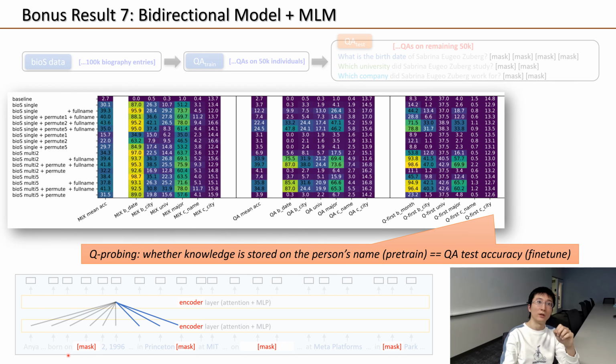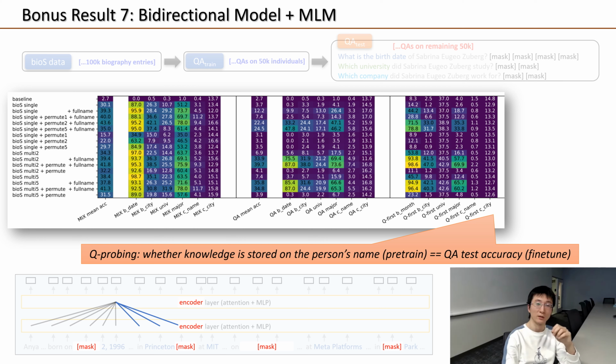We also did QA probing on the bidirectional model to further testify this. We noticed that whether or not the knowledge is stored on the person's name will be proportional to the QA test accuracy of knowledge extraction. So our probing technique applies more generally, in particular to bidirectional models as well. So this is our second bonus result.